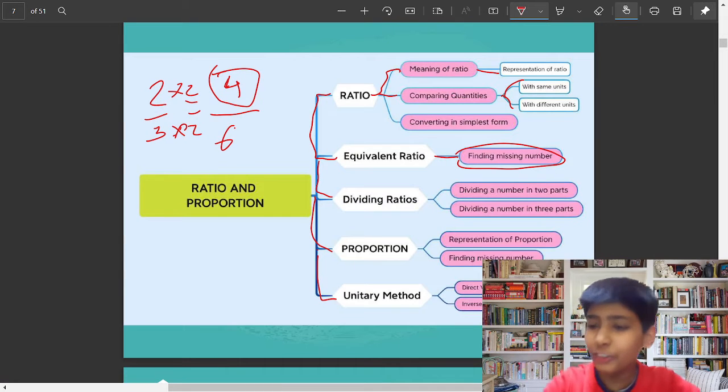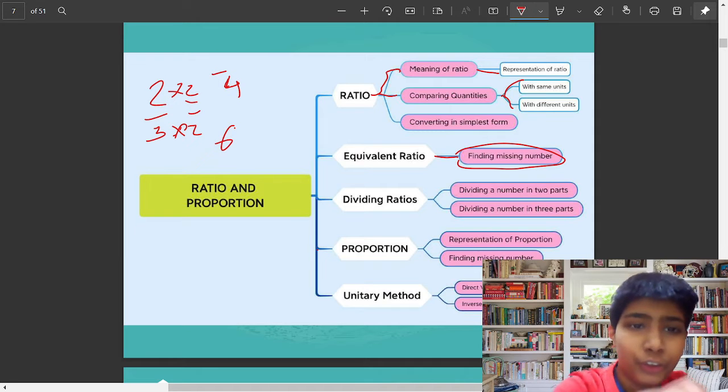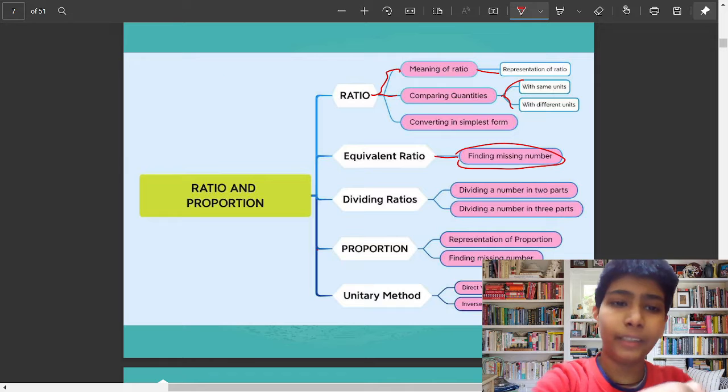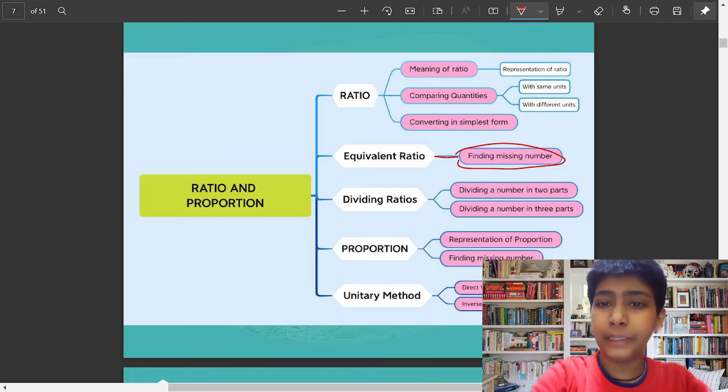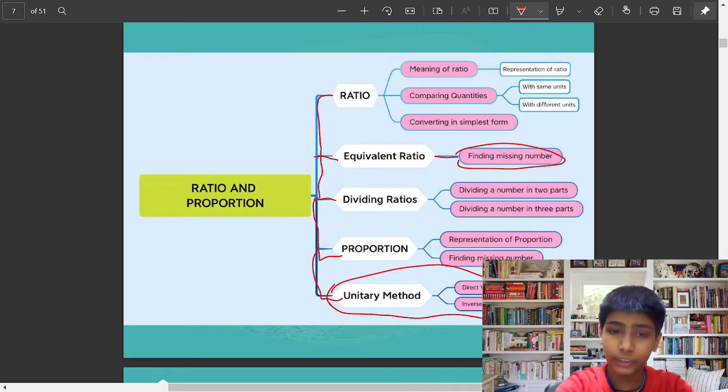Hello all. So today we are going to study about ratio and proportion. So we learn in ratio and proportion that there are many parts in it, like there are ratios, equivalent ratios, dividing the ratios and proportion of them, and we have some unitary methods also. This is very important for the exam.